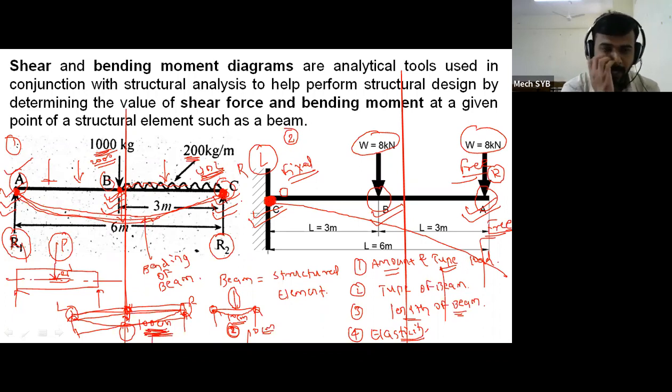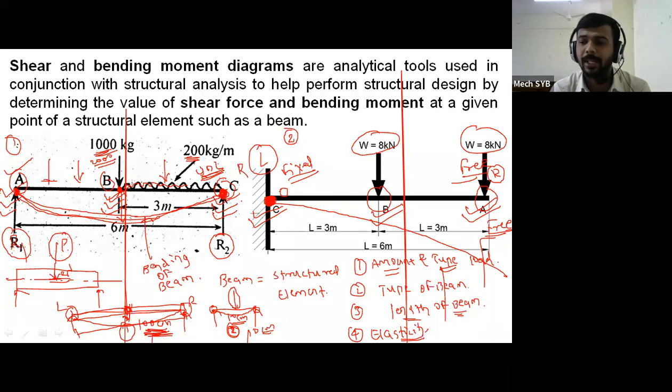But in addition to that, some additional parts we are also going to take: types of beams, types of loads, types of supports, sign conventions. So like that also we are going to discuss after this.